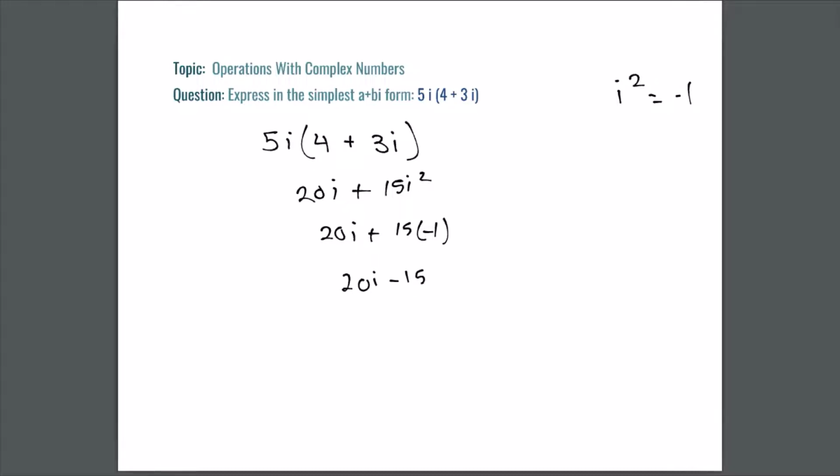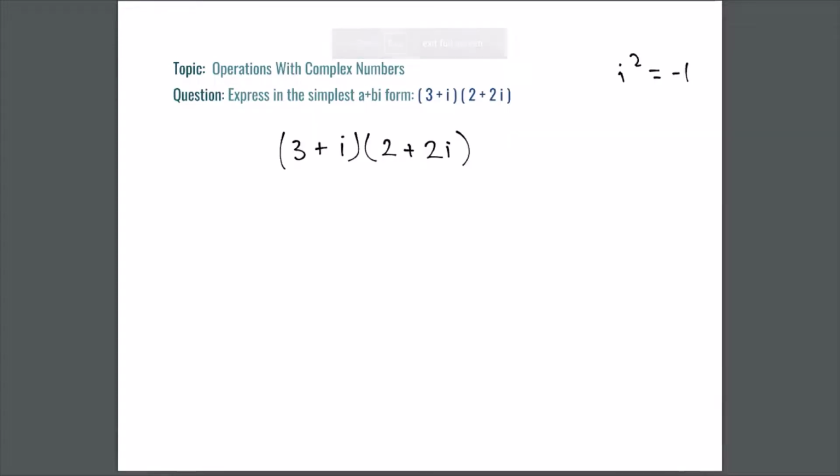Now we're going to rewrite 20i minus 15 in this form. So it's going to be negative 15 plus 20i. Another question on the same topic.